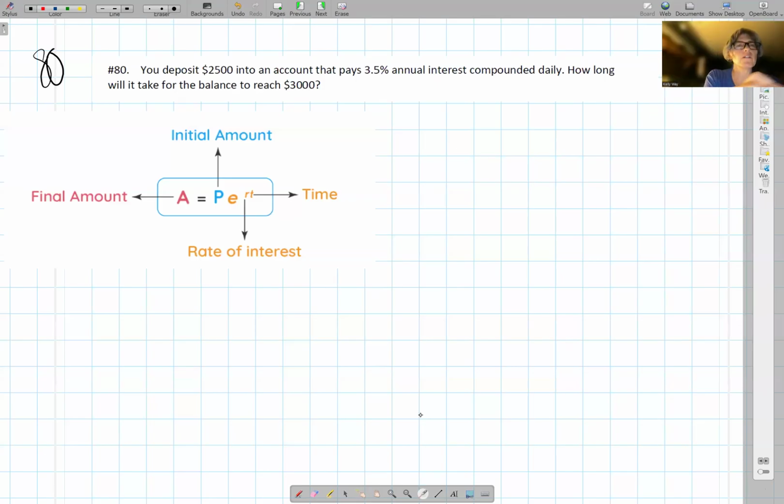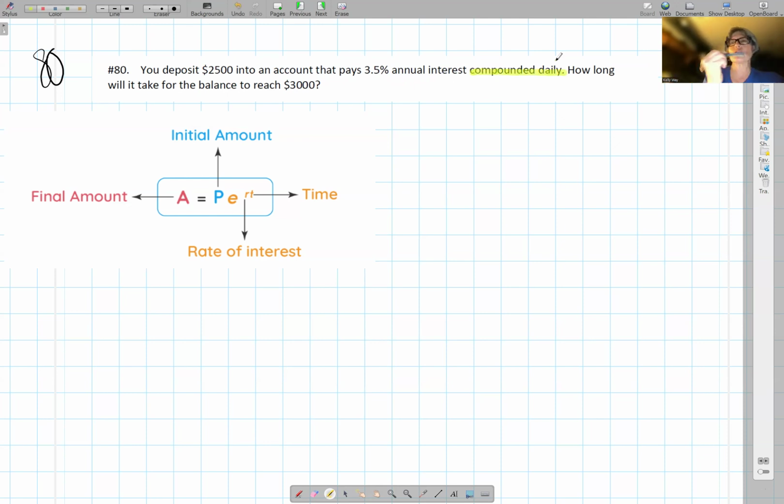Okay. Number 80 here says you deposit $2,500 into an account that pays a 3.5% annual interest rate compounded daily. How long will it take for the balance to reach $3,000? When it says compounded daily, that's also a clue. That kind of means continuously as well.